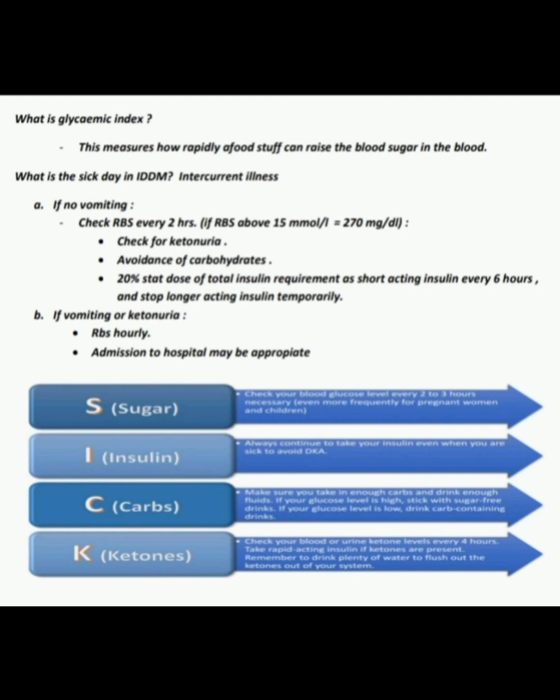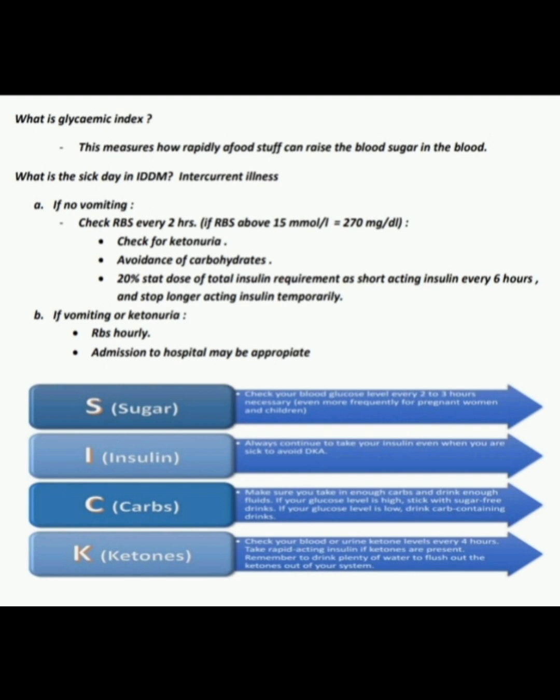Now, they are called SICK. Easy to remember: S for sugar, I for insulin, C for carbs, and K for ketones. S for sugar: check your blood glucose level every 2 to 3 hours as necessary, even more frequently for pregnant women and children. I for insulin: always continue to take your insulin even when you are sick to avoid DKA.